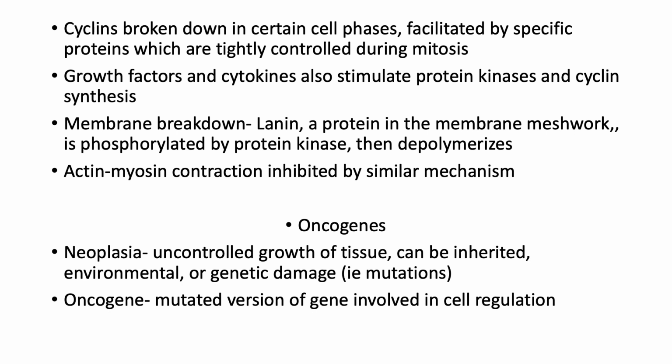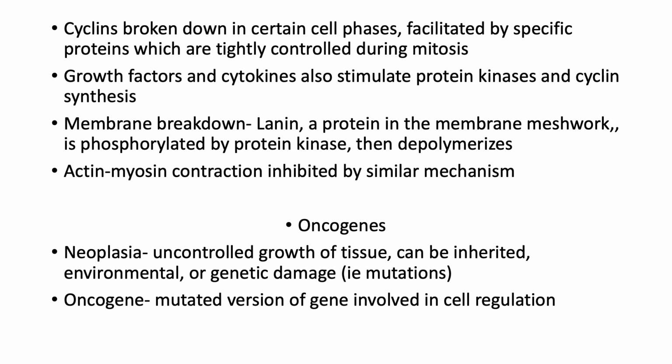For oncogenes, neoplasia is by definition an uncontrolled growth of tissue in a biological system. Broadly speaking, maybe a third have inherited instances. About a third of them are environmental, and then the final third can be multifactorial or have no specific known cause. So you've got inherited, environmental, and genetic damage, i.e. mutations, from whether they're chemically formed or radiologically formed, or if they're just simple errors in the cell cycle and they cannot be repaired.